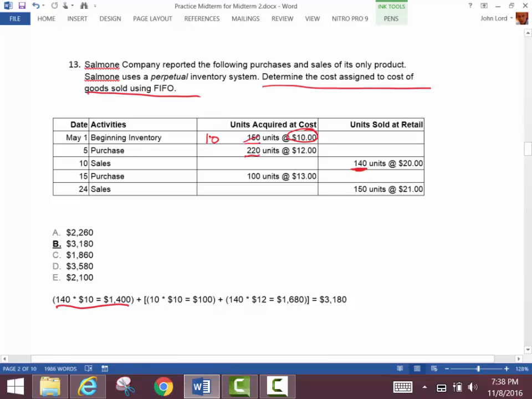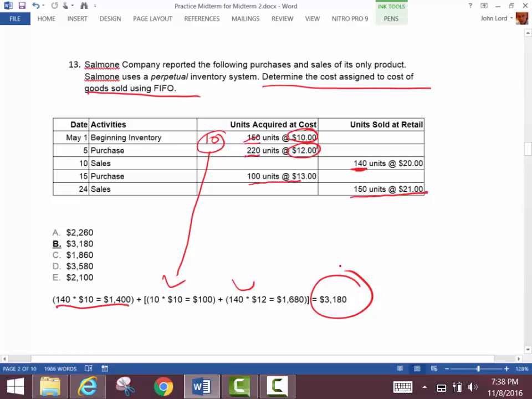Okay, good. Then they buy some more, another 100 units, and then they go ahead and they sell 150 of those, right? So I still have 10 of these left, don't I? So I take those 10 times the $10 is $100 for those, and then I can take the remaining 140 from these guys, right? So I take that remaining 140 from those $12 ones, and I get the cost of goods sold there, right? Okay.